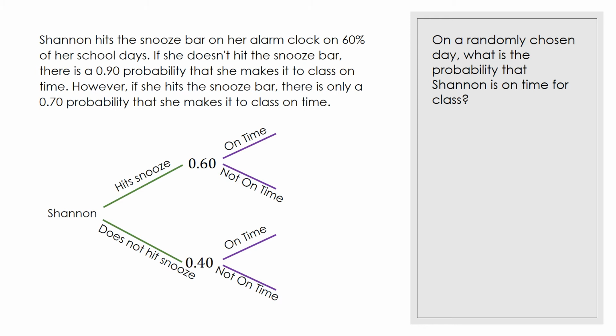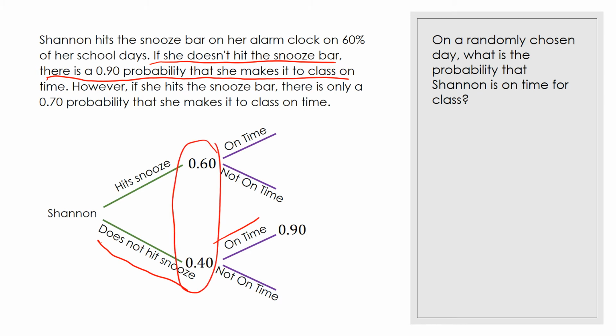You want to think about following the path. If she doesn't hit the snooze bar, it means we are following this path. There is a 0.9 probability that she makes it to class on time. So that's following this path. And what does that give us? 0.9. Okay, that's the 90% chance if she doesn't hit the snooze button. Now, what's the likelihood that she's not on time? Well, notice that this is one of those basic rules of probability that these should always sum up to 1, and these should always also sum up to 1. So if we know that 90% of the time she's on time, what must be the probability she's not on time in this branch? That's 10%, 0.10.